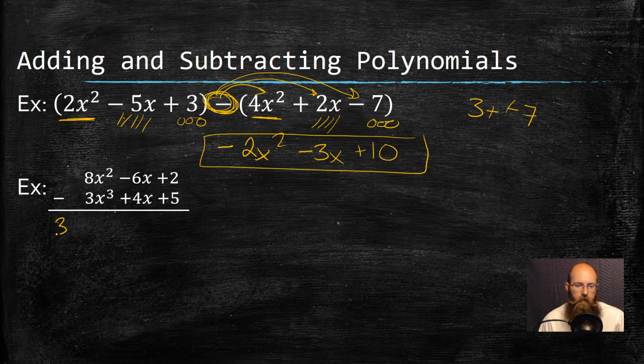So that's a negative 3x cubed, because that negative goes to everything on the bottom. Then I have an 8x squared minus no x squareds. So that's just an 8x squared. Then I have a negative 6x minus 4x. So that's negative 10. Negative 6 minus 4. 2 minus 5 gets me negative 3. And then that one's done.